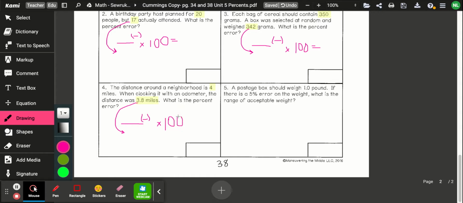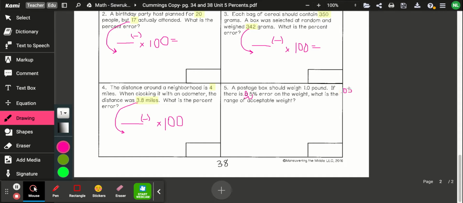All right. And then question number 5. A postage box should weigh 1 pound. If there is a 5% error on the weight, what is the range of acceptable weight? So this one is written a little bit differently. First things first, you have to change the percent to a decimal. So you move the visible decimal point over 2, and you get 0.05.